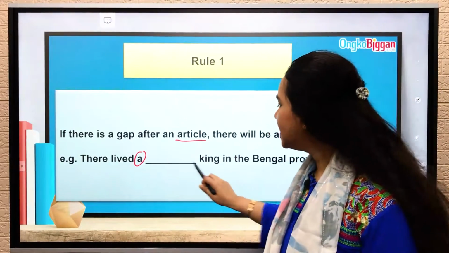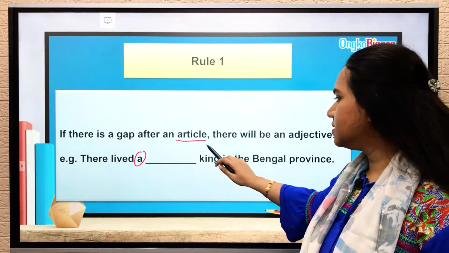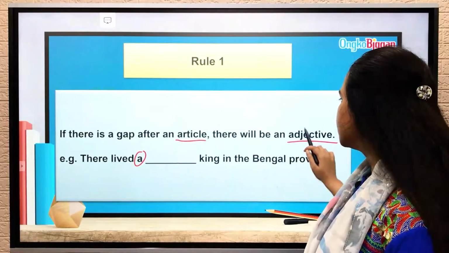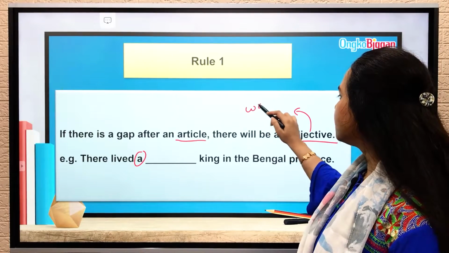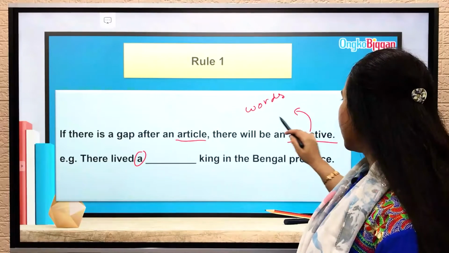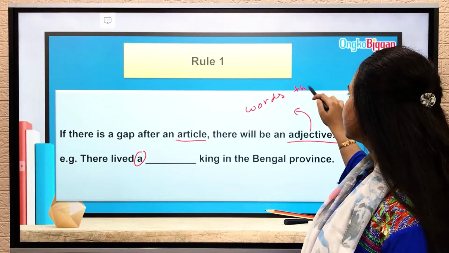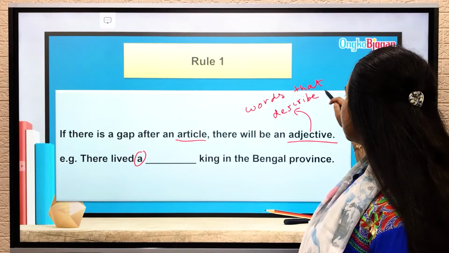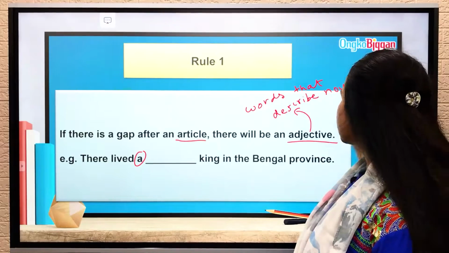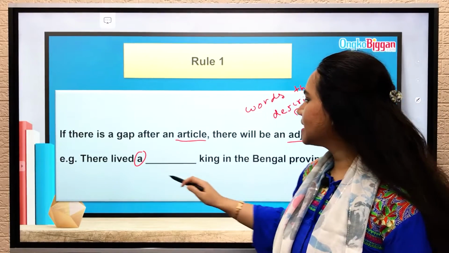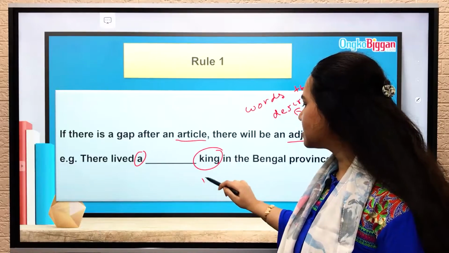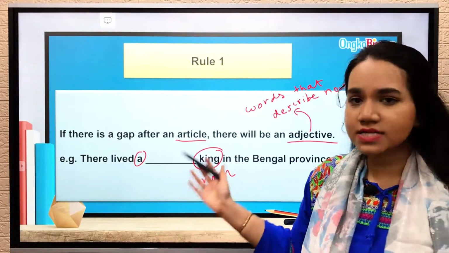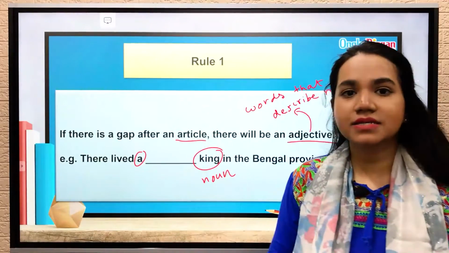So there lived a dash king, and right after an article, if there is a gap, then there will be an adjective. So what is an adjective? An adjective is the word, or adjectives are the words that describe nouns. So any words that describe nouns are actually called adjectives. So in this case, there lived a dash king. So king here is the noun, and definitely I have to put an adjective here because the gap is right in between the article and the noun.